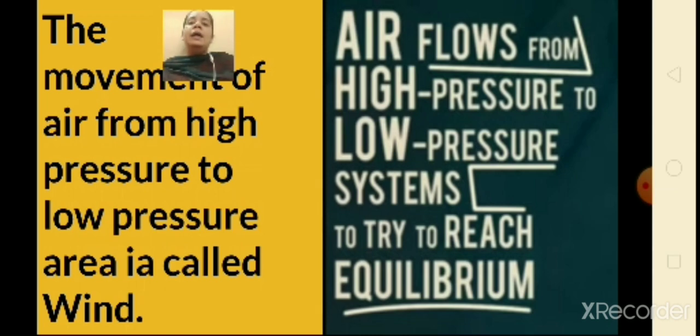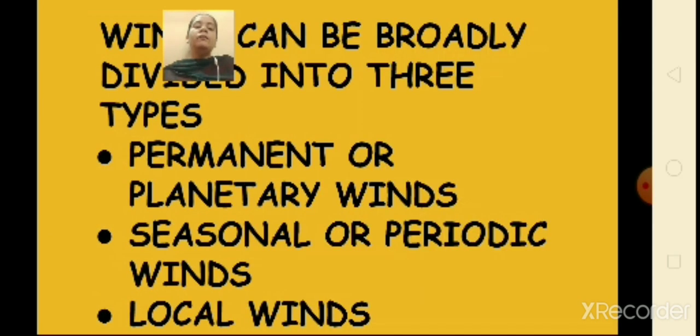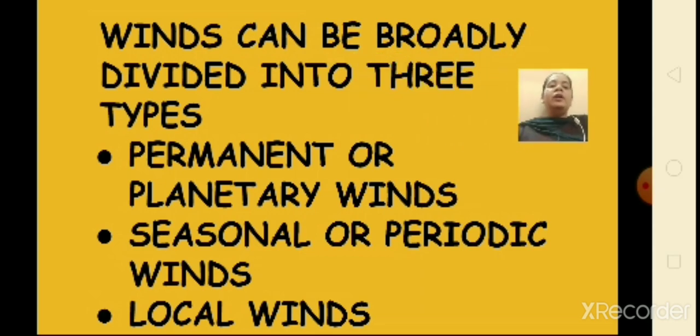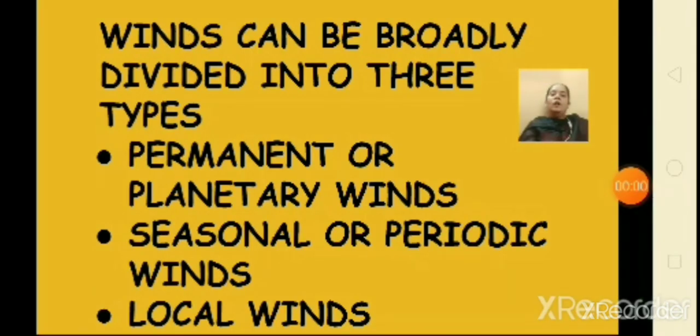Now, let us see the types of winds. Before that, a small reminder of the definition of wind. The movement of air from high pressure to low pressure is called wind. As I said, wind can be broadly classified into three types. The first type is the permanent winds, also known as the planetary winds.